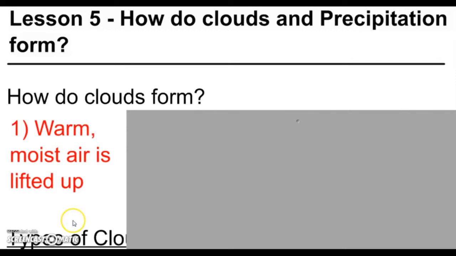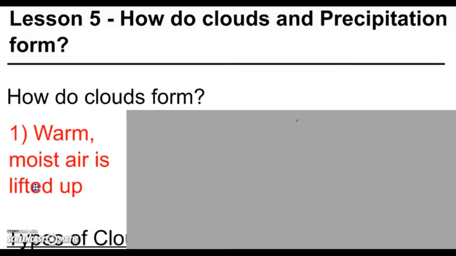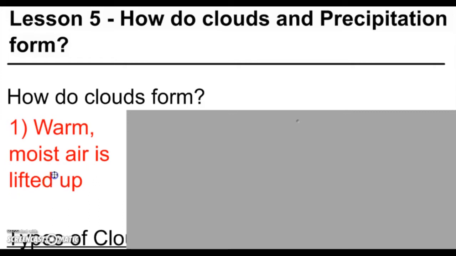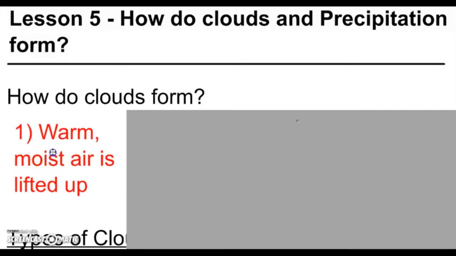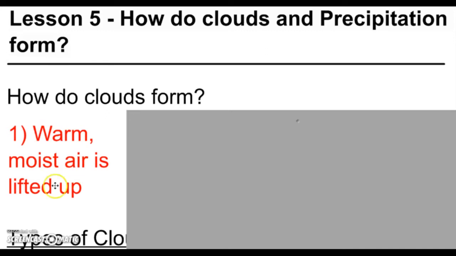Later on, we're going to learn about how cold fronts and cold air can actually push warm air up all at once. Or if a long train of wind or something hits a mountain range, that mountain range can push it up. And so step one, somehow, some way, warm, moist air gets lifted up into the atmosphere.